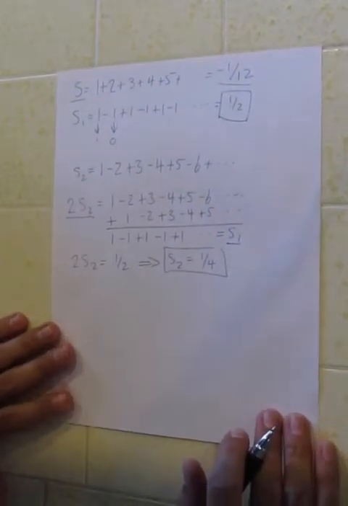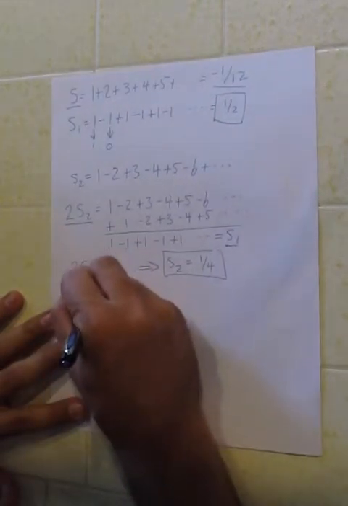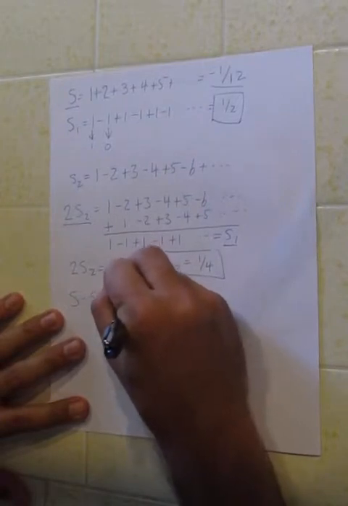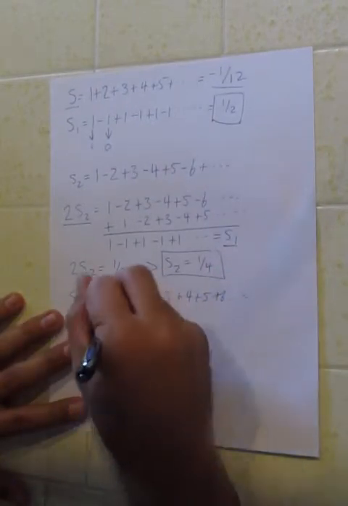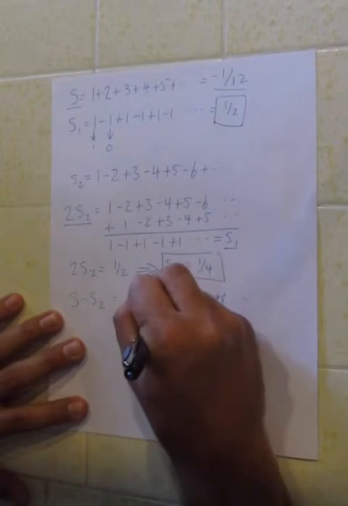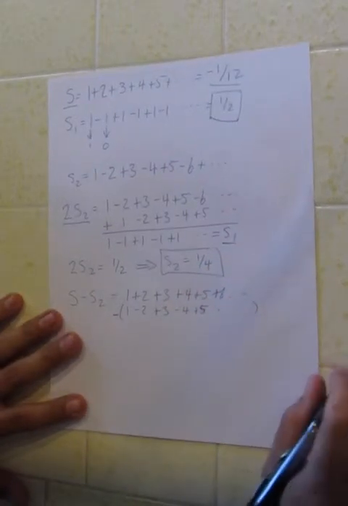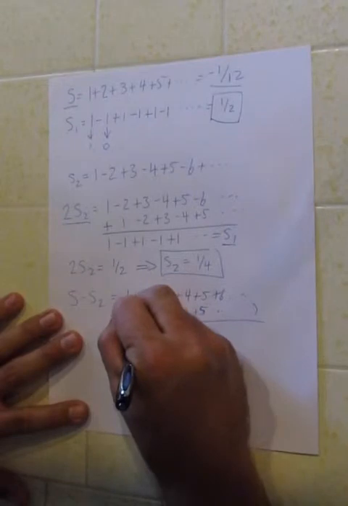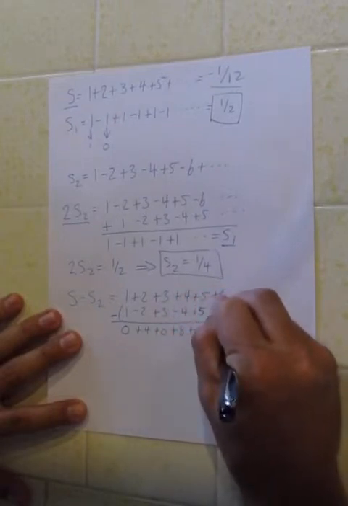The next thing I want to look at is S, which is the series we're trying to prove, minus S2. Okay, that's what I want to look at. And so now I have S, which is 1 plus 2 plus 3 plus 4 plus 5 plus, so on and so forth, minus S2, which is 1 minus 2 plus 3 minus 4 plus 5, so on and so forth. And from here, you guys are good at math, so you know that this comes out to be 0 plus 4 plus 0 plus 8 plus 0 plus 12, so on and so forth.